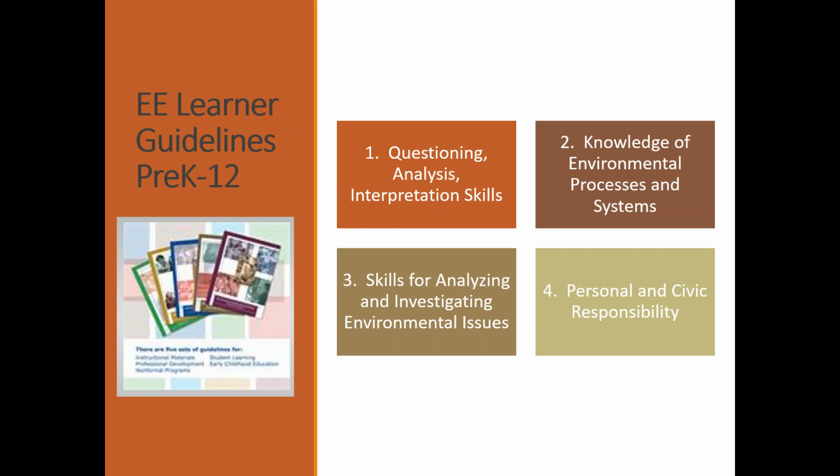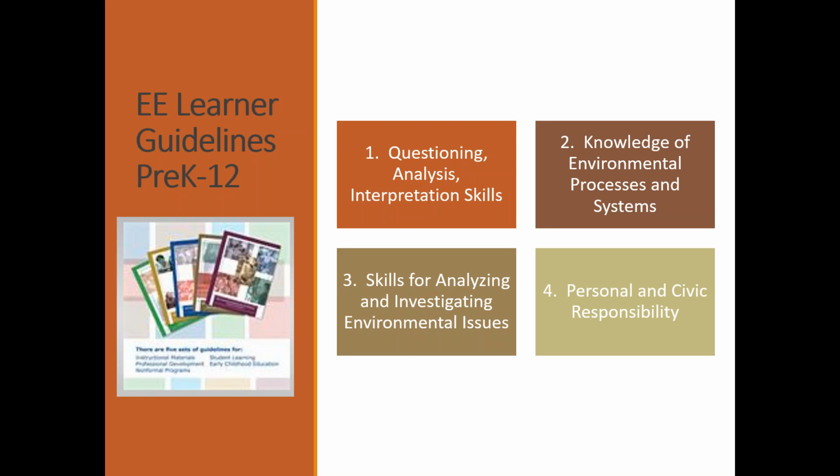One is questioning, analysis, and interpretation skills, which relates very strongly back to the science and engineering practices and the Colorado essential skills. So you're going to see great connections there. Strand 2 is knowledge of environmental processes and systems, and this includes natural systems and social systems. So you're going to see that a lot in science and social studies. Strand 3 is skills for analyzing and investigating environmental issues. And strand 4 is personal and civic responsibility.